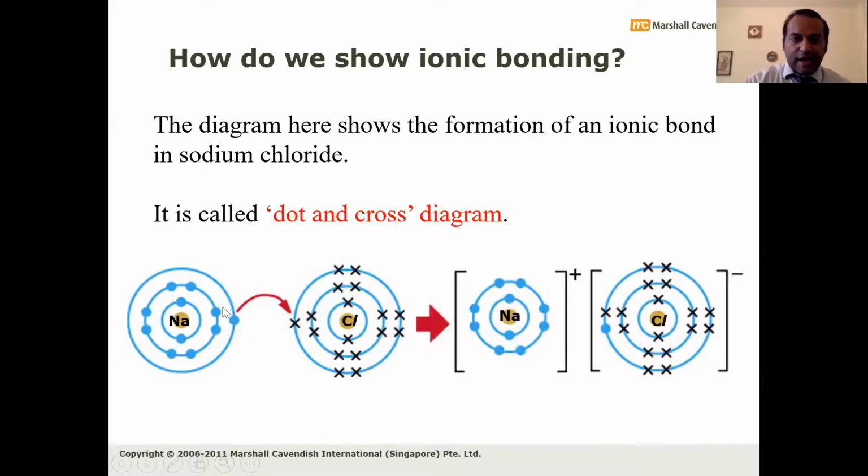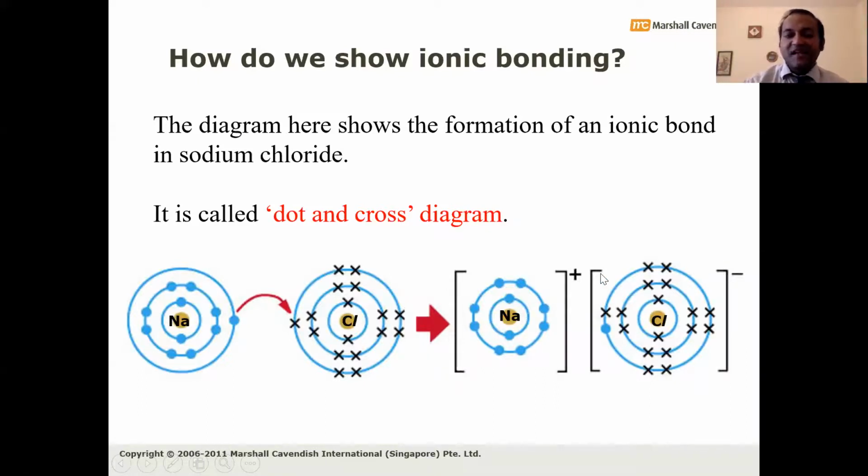It had 2, 8, and 1. So it will donate this 1 electron to the chlorine, because chlorine having 2, 8, and 7 is not stable. So now when it donates 1, it becomes a positive ion over here. And over here, because it receives 1 electron, can you see this small blue dot? It becomes a negative ion. Then we draw this inside each other to show that they are attracted.